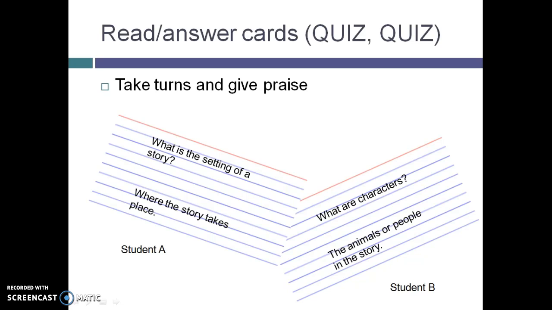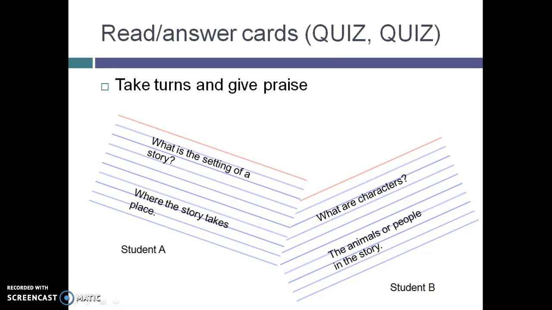Once Student A's question is finished, they will give praise to Student B. "Great job, that was awesome, you did an awesome job." And then Student B will ask their question, which is, "What are characters?" Then Student A, if they know, will answer the animals or people in the story. Once again, if Student A does not know the answer, Student B can give them clues until Student A is able to answer the question by themselves.